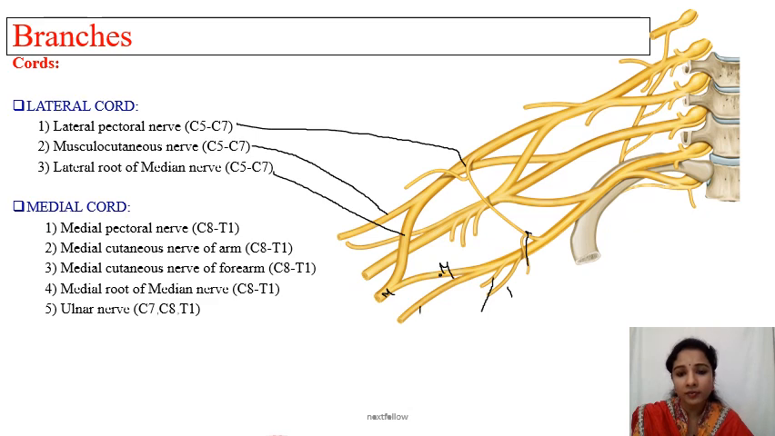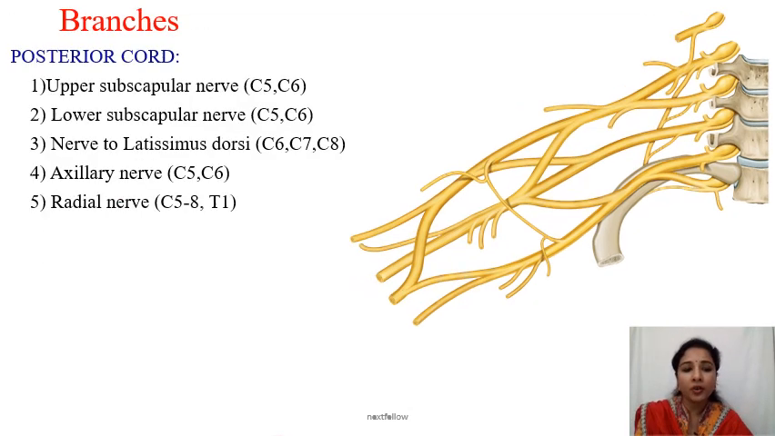Then ulnar nerve. This is the ulnar nerve. So these are the branches of the medial cord of brachial plexus. Posterior cord is the thickest cord of brachial plexus. This is the posterior cord of brachial plexus.